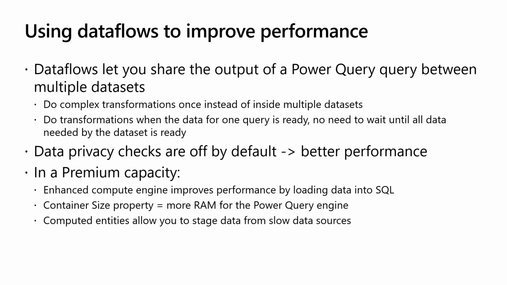A few other things to mention. Data privacy checks are off by default in data flows. Turning off data privacy checks can improve the performance of the Power Query engine, but I've deliberately not recommended that in Power BI Desktop because you really need to know what you're doing here. With data flows, data privacy checks are off by default because there's less risk for data privacy leaks, and this in turn can result in better performance.